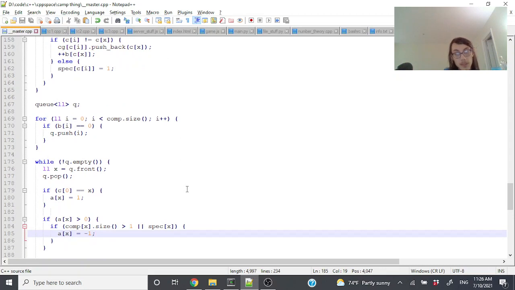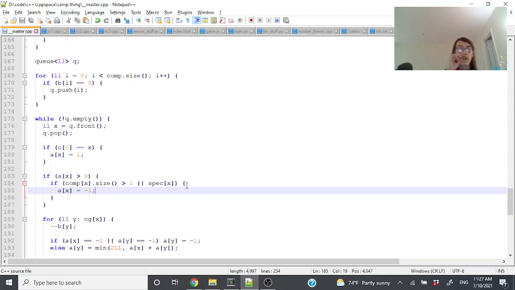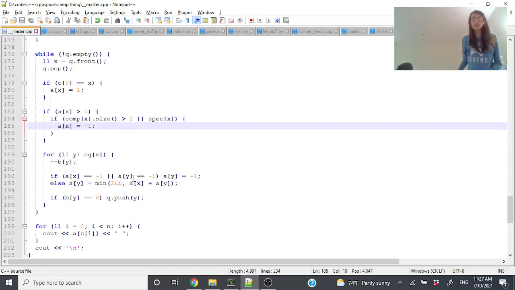Now for each thing, for each component, if bi is 0, push it while the queue is not empty. If it's equal to the first component, set it to 1. Now if it's greater than 0, if we have a path to it, then it's infinite if it's special, or the component is size greater than 2, which is actually equivalent, so we don't need this, but whatever. Then for each edge, subtract it from its out degree. So if either of them are -1, then this should be -1 as well. Otherwise, both of them are not -1, so you add the paths from one to the other.